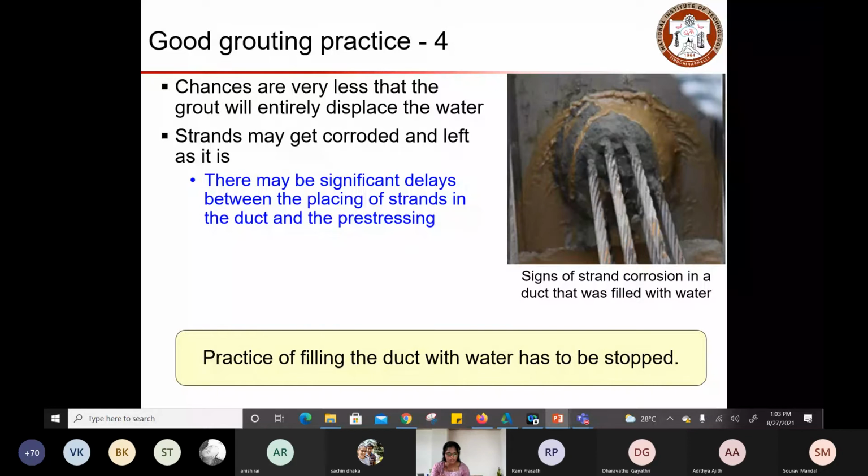So what we need to do is stop filling the duct with water, and instead pump the grout from the lowest point to the highest point.